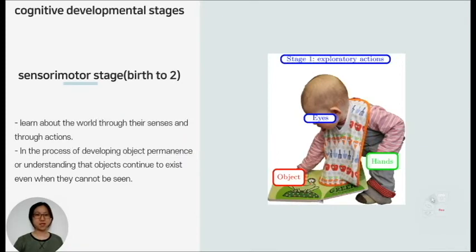First, the cognitive developmental stages are going to be discussed. First stage is the sensory motor stage, which is from birth to age 2. This is when children learn about the world through their senses and through actions. The process of developing object permanence, or understanding that objects continue to exist when they cannot be seen, is to be found in this stage. So as you can see in the picture, the baby is using his eyes and hands in order to discover about an object.